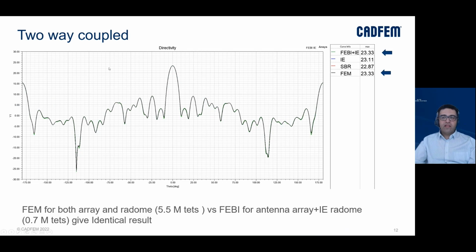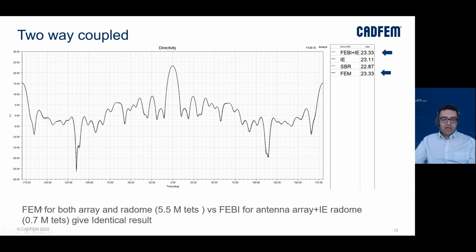So if we compare the two variants of the two-way coupled, they give identical results. That's the directivity, that's the radiation pattern. As we see, that's Phoebe plus integral equations, and FEM, it gives identical results in the peak directivity and the shape of the radiation pattern.